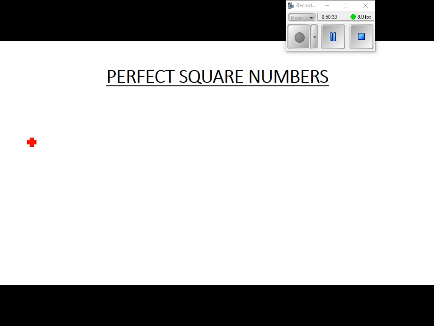Write this down: perfect square numbers. A perfect square number is a number where, when you take the square root of it, it comes out even. It comes out as a whole number. So let's make a list of the perfect square numbers so you'll have them there on your paper. Give me a perfect square number.